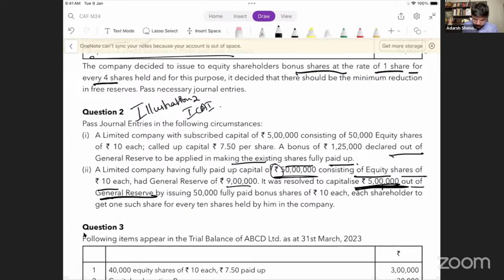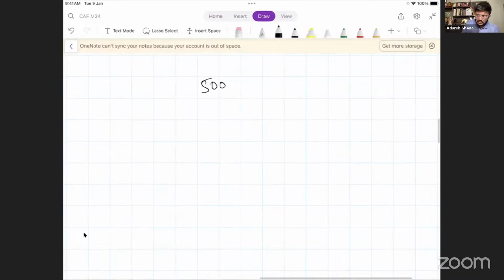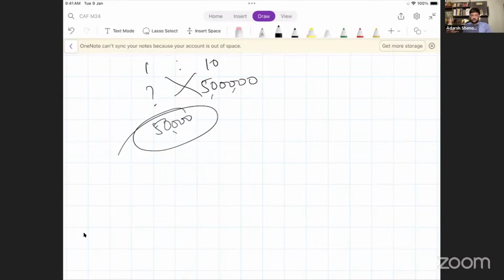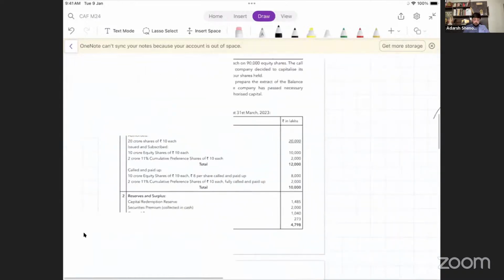Each shareholder to get one share for every 10 shares held. So the ratio is given, but it is not relevant for my calculation. I can write it in the narration when passing the journal entry, but otherwise I don't need this calculation because they have only given how many shares are being issued. There are 5 lakh shares. So at a 1:10 ratio, you will get 50,000 shares. You don't have to calculate this as such, but just confirming: bonus issue of one share for every 10 held. There are 5 lakh shares, which we calculated as 50 lakh divided by 10 rupees. So 50,000 bonus shares are being issued.